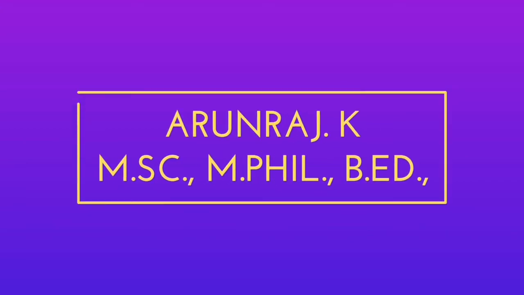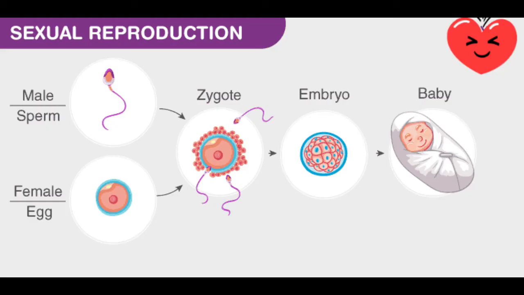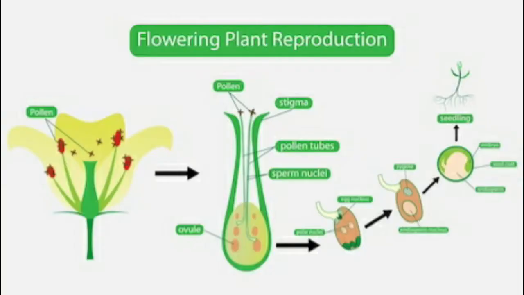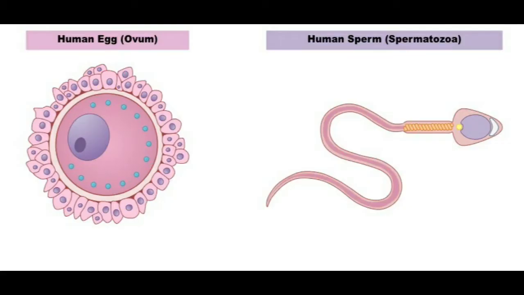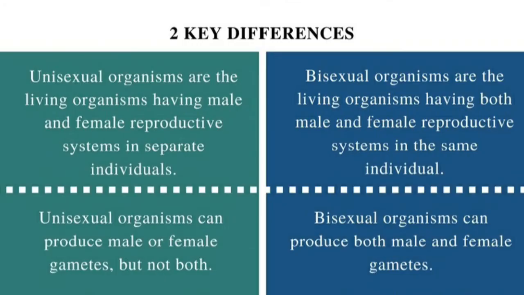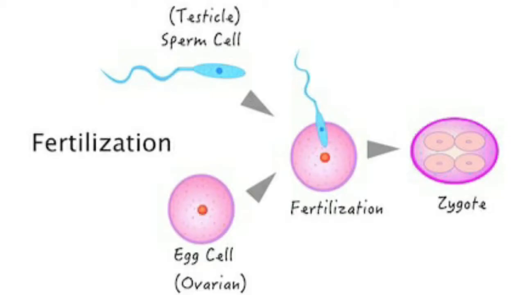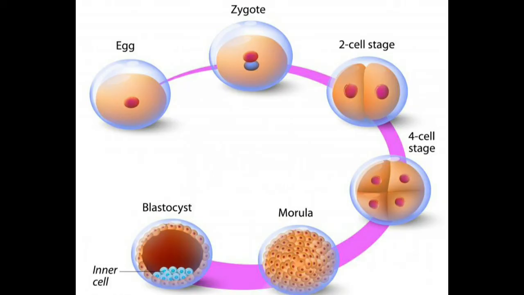This is Runraj. In this class, we are going to learn about sexual reproduction. Let us start from the definition. Sexual reproduction involves formation of the male and female gametes, either by the same individual or by different individuals of the opposite sex. The gametes formed then fuse to form the zygote, which develops to form the new organism.